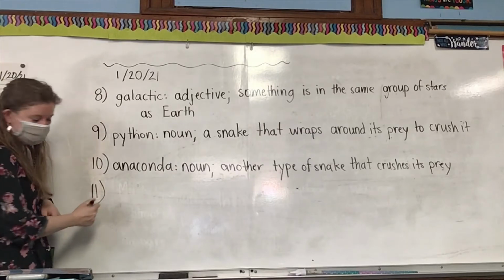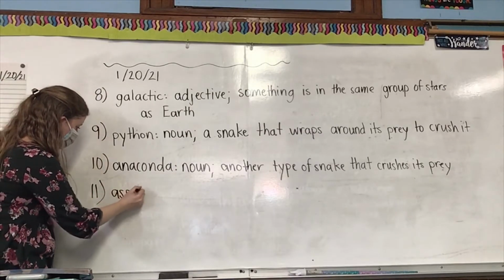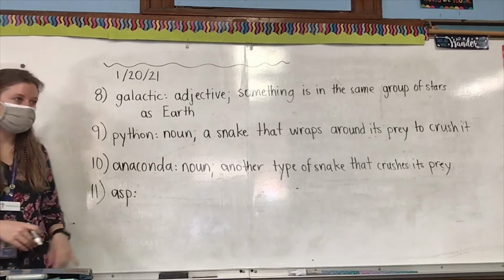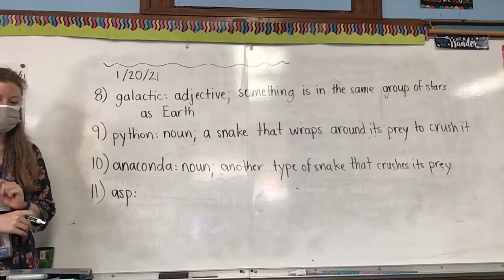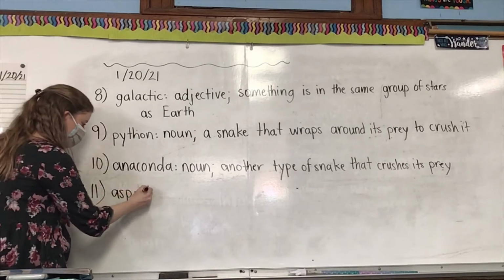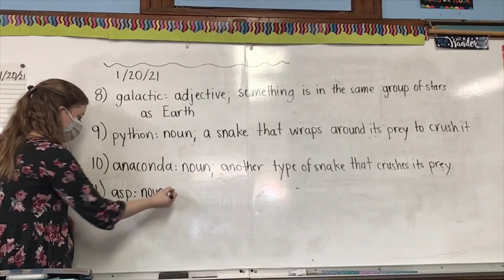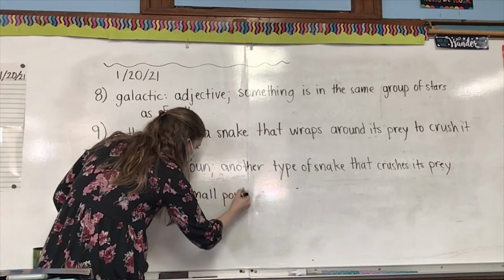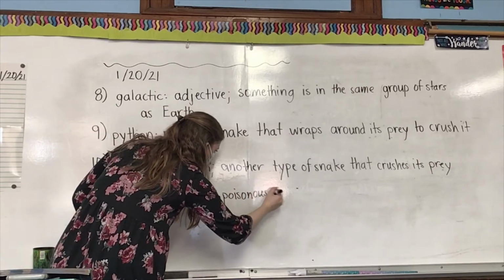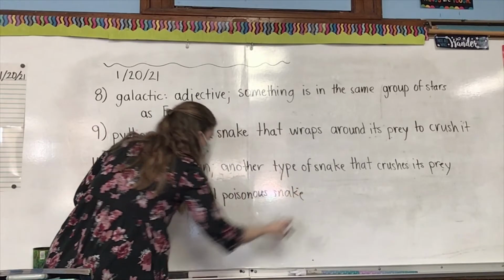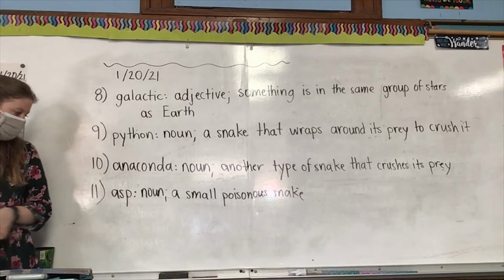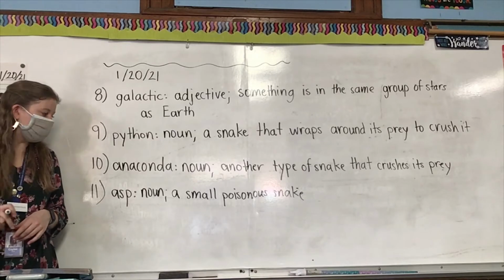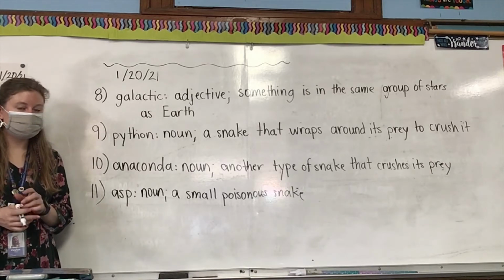Because number 11 is the word asp. A-S-P. Asp. A-S-P. Well, it's another noun because it is a small, poisonous snake. So we have a pattern here. Asp. A-S-P. It's another noun because it's another type of animal, and it is a small, poisonous snake.